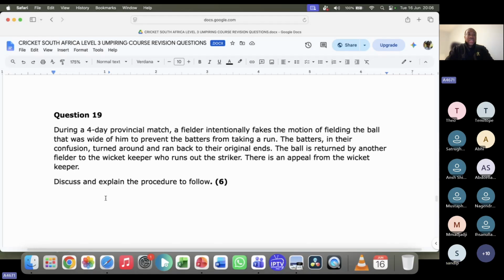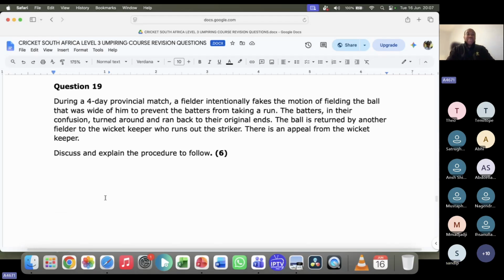Moving on to question number 19. During a 4-day provincial match, a fielder intentionally fakes the motion of fielding the ball that was wide of him to prevent the batters from taking a run. The batters, in their confusion, turned around and ran back to their original ends. The ball is returned by another fielder to the wicketkeeper, who runs out the striker. There is an appeal from the wicketkeeper. Answer the appeal and explain the procedure to follow for 6 marks.